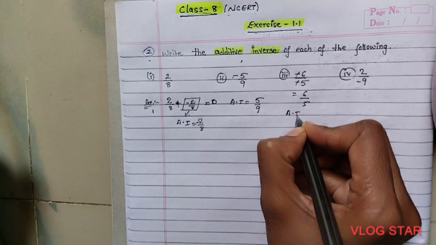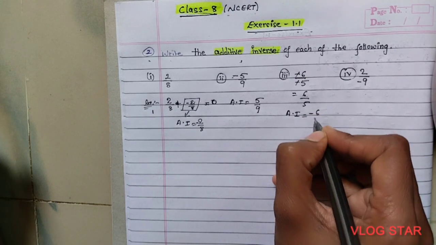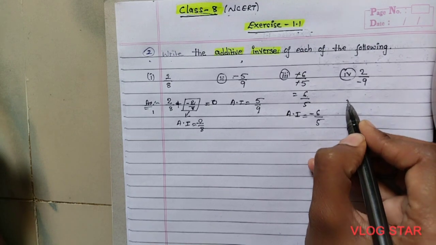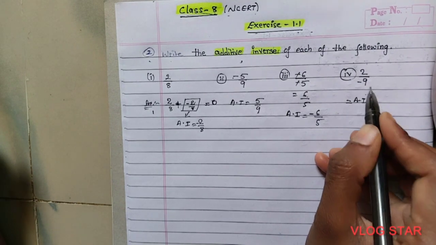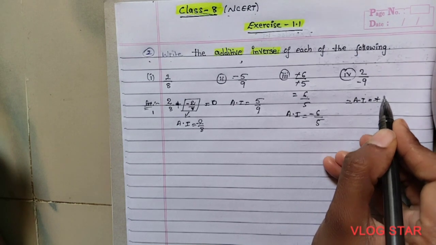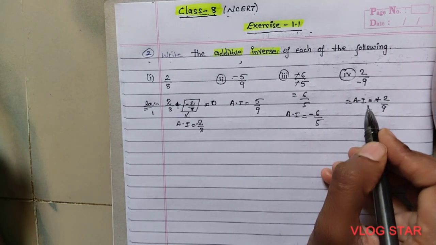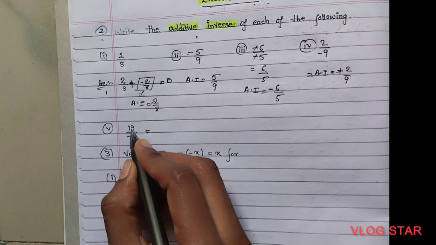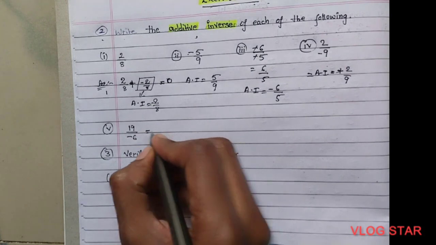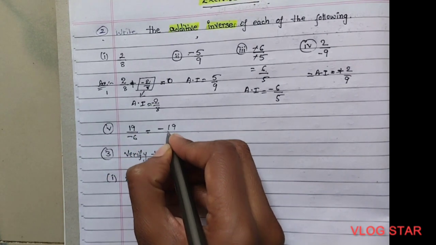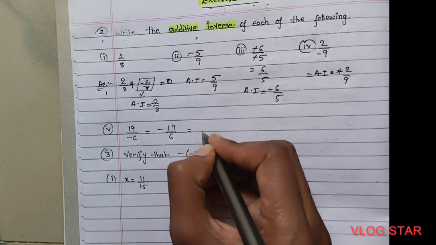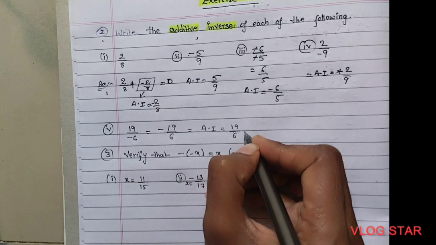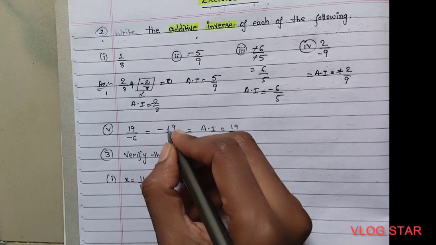Here you can see that the minus and minus will be cancelled, so this number becomes a positive number. So the additive inverse of this number will be minus 6 by 5. Here you can see that there is a negative sign, so the additive inverse will be a positive number, so plus 2 by 9. If we do not mention plus, then it is okay. The next question: find the additive inverse of minus 19 by 6. There is a minus sign, so the additive inverse will be positive, means 19 by 6 is the additive inverse of minus 19 by 6.